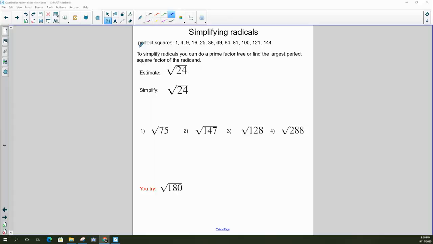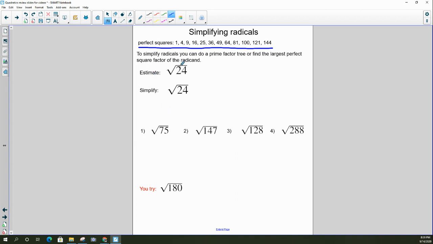So the first thing that you should make sure that you guys know are at least your first 12 perfect squares. The more you know, the easier this will be. But first 12 is something you guys should already know. So when we're simplifying radicals, we want to see if a perfect square is a factor. All right, so there's two different questions. With radicals, you could estimate a radical or you could simplify a radical.